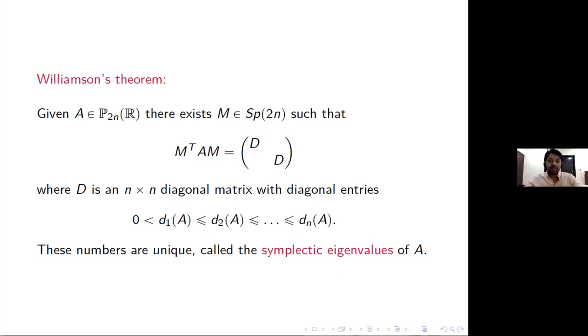Again, from the classical linear algebra, we have the spectral theorem, which in this case says that given the positive definite matrix A, we can diagonalize this matrix with an orthogonal matrix, and the diagonal entries of the diagonal matrix so obtained will be the eigenvalues of that matrix A. So in that sense, Williamson's theorem is analogous to the spectral theorem. But in a minute, we will see that even though these two are analogous notions, they are fundamentally different from each other.